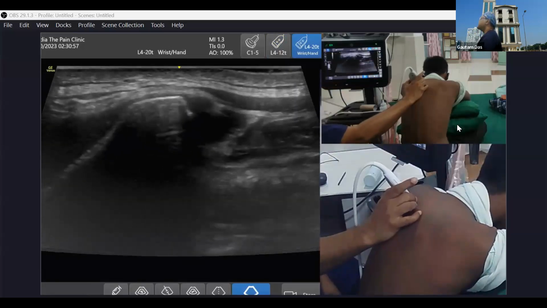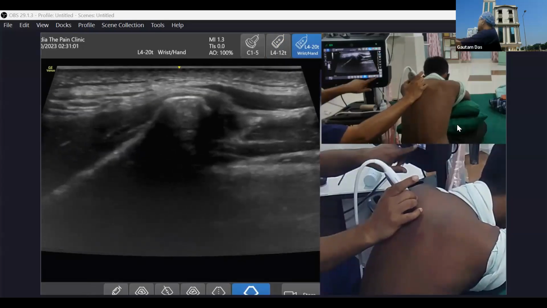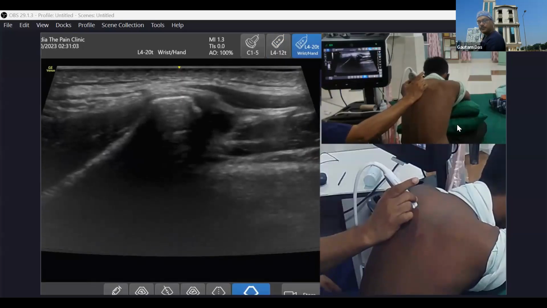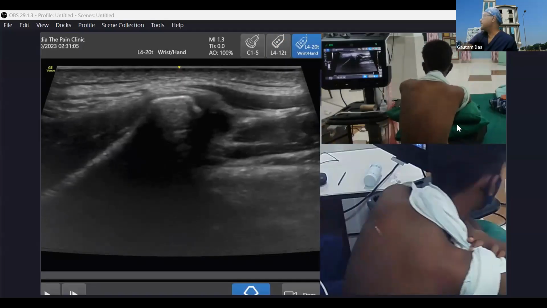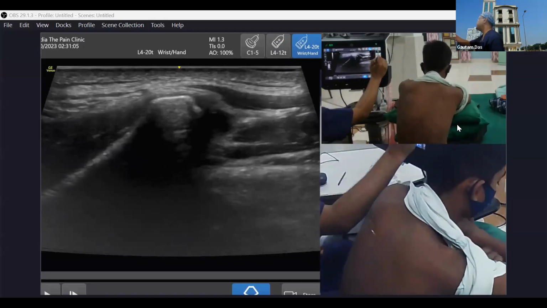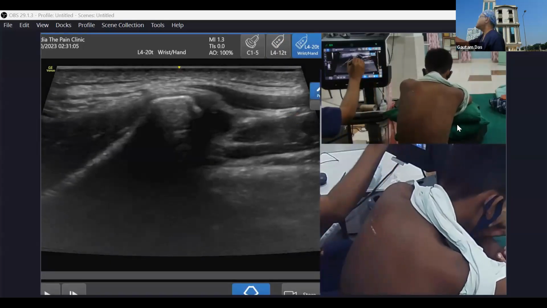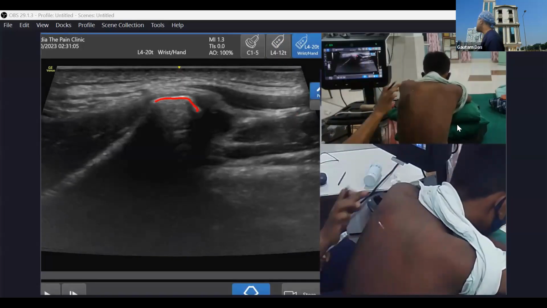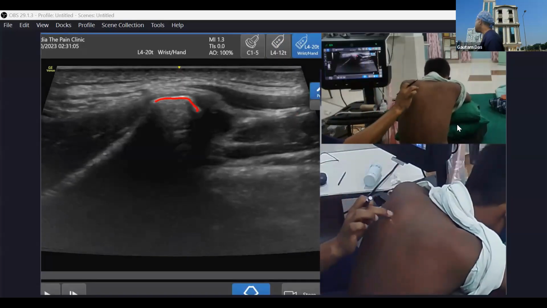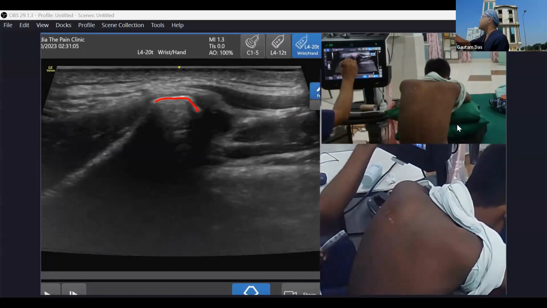Okay, so you see how I'm holding the probe, and now I'm freezing it. Let me draw now. So this is the medial border of the scapula. Here is the spine of the scapula. I'm just above the spine of the scapula. So this is your blade in the supraspinatus fossa.